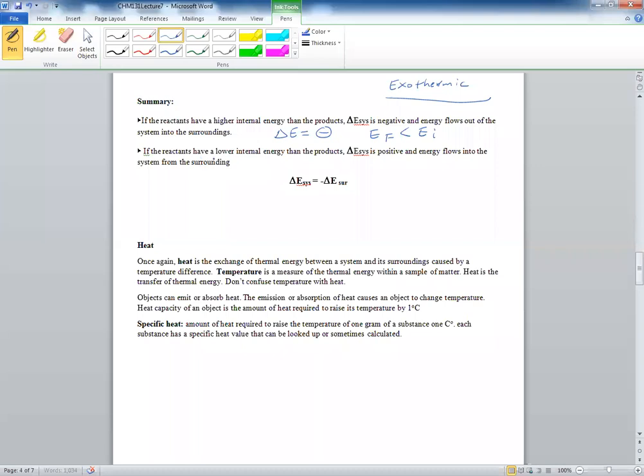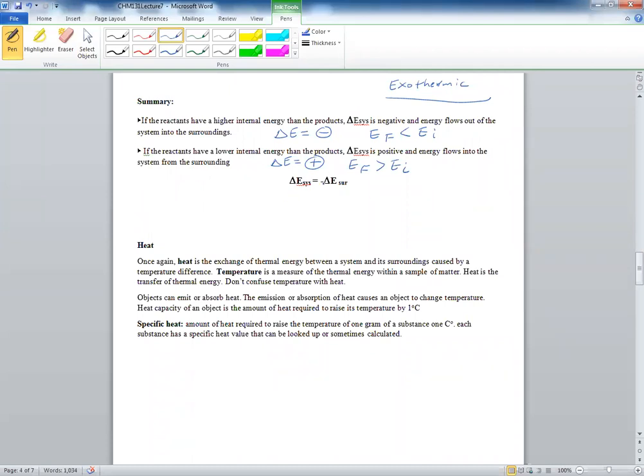If the reactants have a lower internal energy than the products, delta E system is positive and energy flows into the system from the surroundings. So again, if delta E is positive, then E final is greater than E initial. Remember, initial and final are related to reactants and products. Products are your final destination and reactants are your initial.